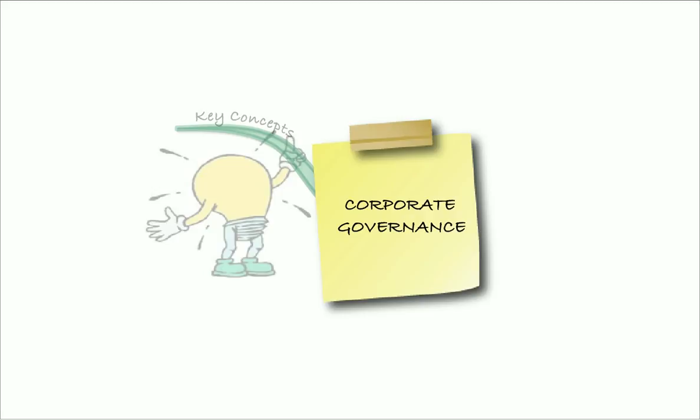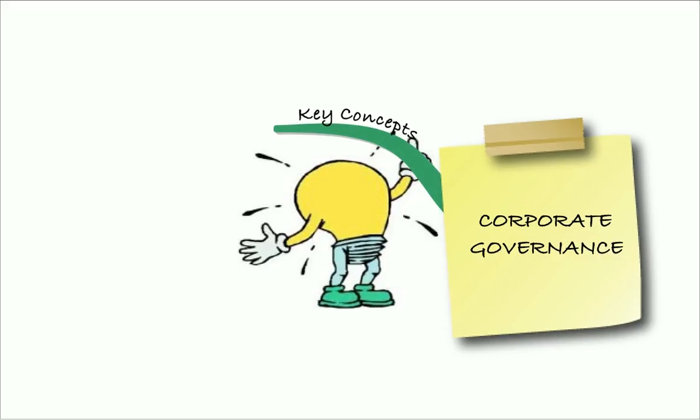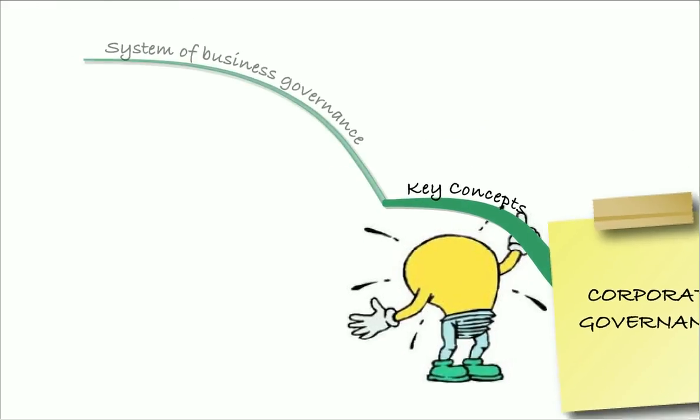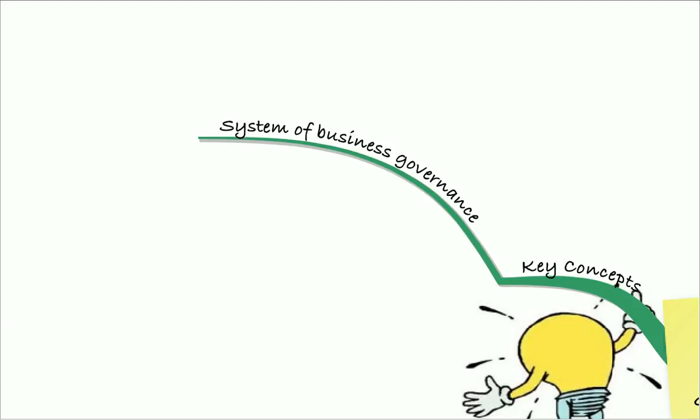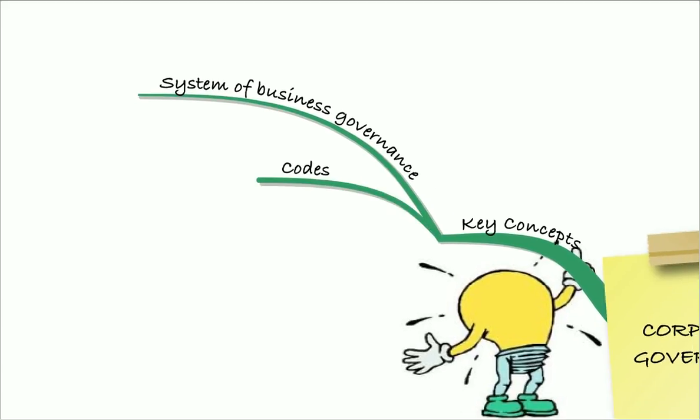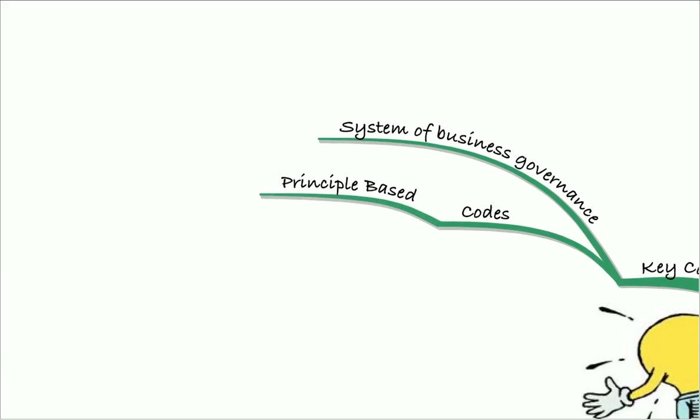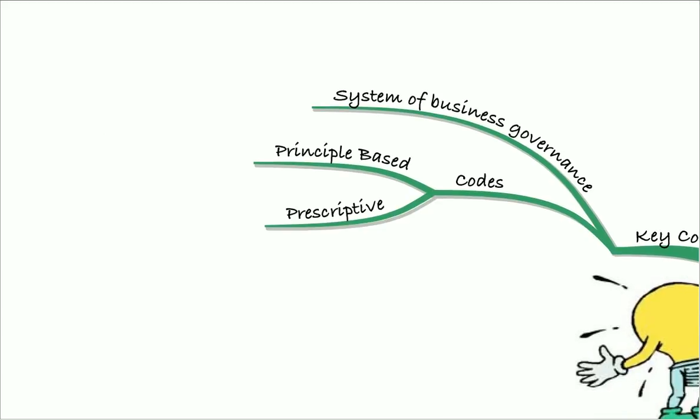So remember, the key concepts with corporate governance are that corporate governance is that system of business governance that we've talked about, governing the business in the interests of the shareholders and in the interests of the stakeholders. So there are various corporate governance codes that are in existence. Some of the codes are principles based and some of the codes are prescriptive. Now, what does that mean?